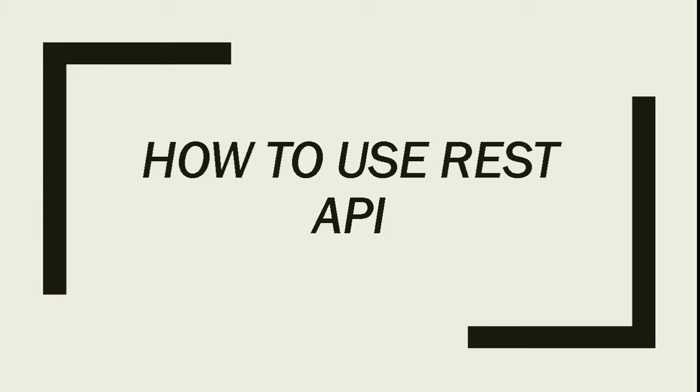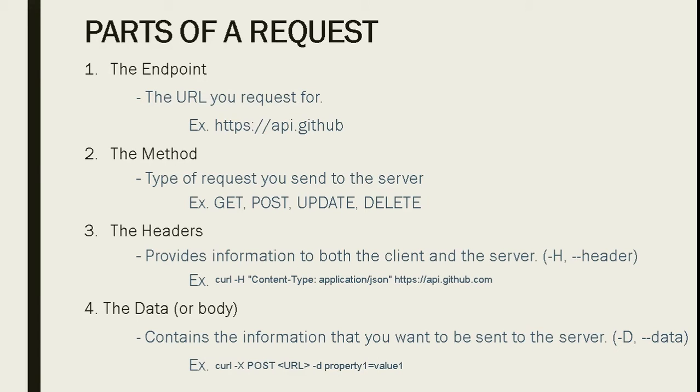Before the actual demonstration, it is important to know the anatomy of making a request. There are four parts to this. First one is the endpoint, second one is the method, third is the header, and the fourth one is the data. The endpoint is the root of the URL you request. An example of this is for GitHub, where you can search https api.github.